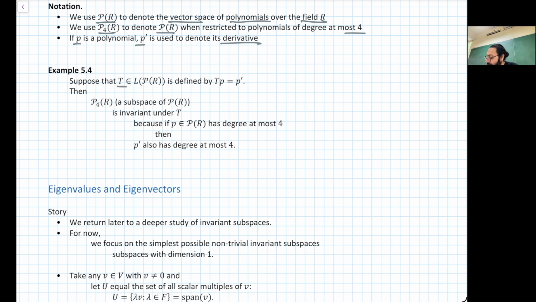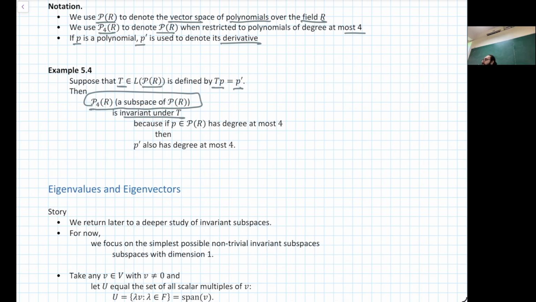So suppose that T is a linear operator on polynomials, and it's just a differentiation operator. Then the claim is P4 is a subspace that is invariant under T. Is that clear? I'll give you 30 seconds to think about it. It's very straightforward.